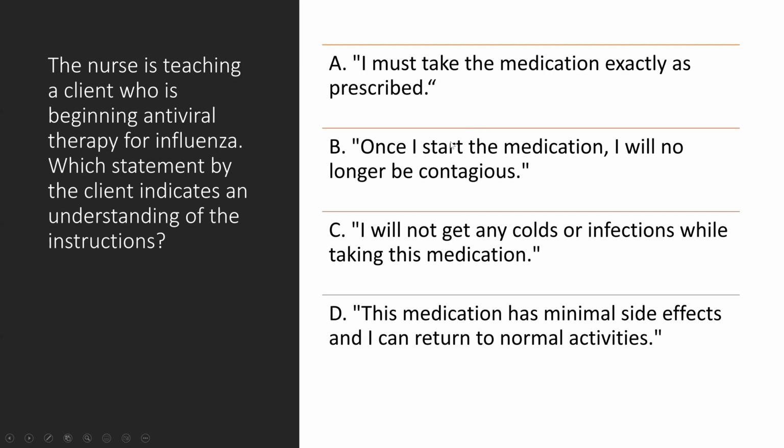So our first one is: the nurse is teaching a client who is beginning an antiviral therapy for influenza. Which statement by the client indicates understanding of instructions? A, I must take the medication exactly as prescribed. B, once I start the medication, I will no longer be contagious. C, I will not get any colds or infections while taking this medication. Or D, this medication has minimal side effects and I can return to normal activities.